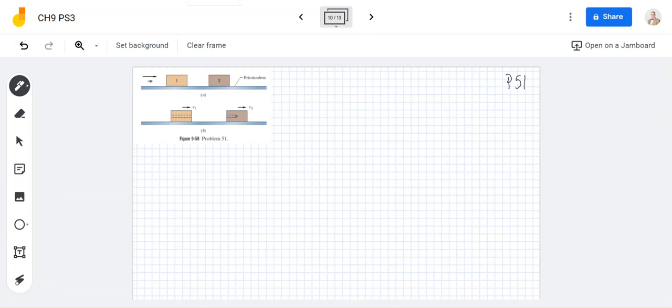All right, we're on to problem 51. 51 says a 3.5 kilogram bullet, that's going to be important. It says 3.5 grams. So always when you're working here, you got to work in kilograms. So 0.0035 kilograms.